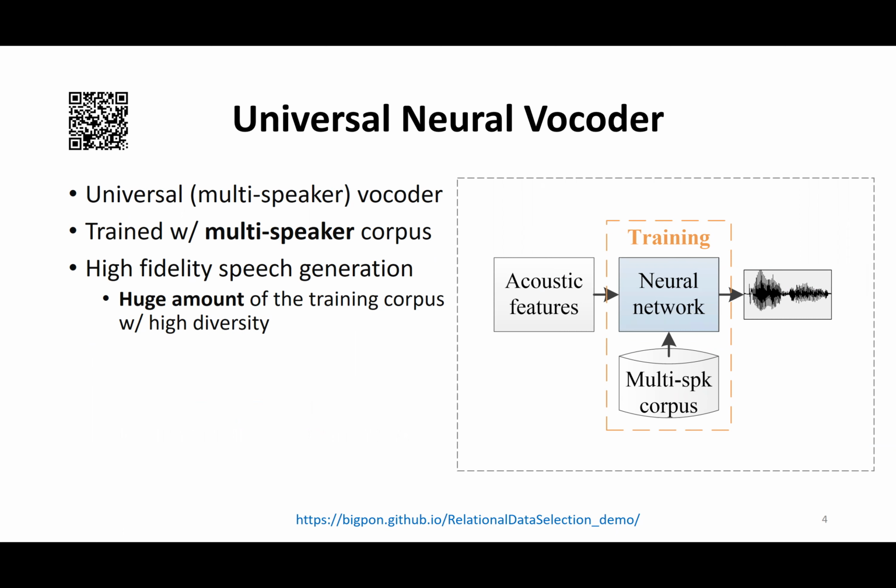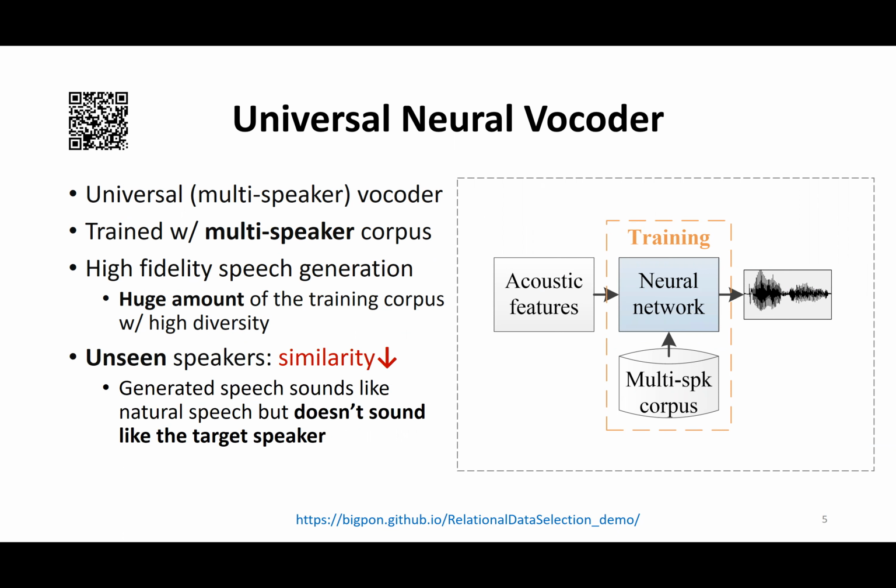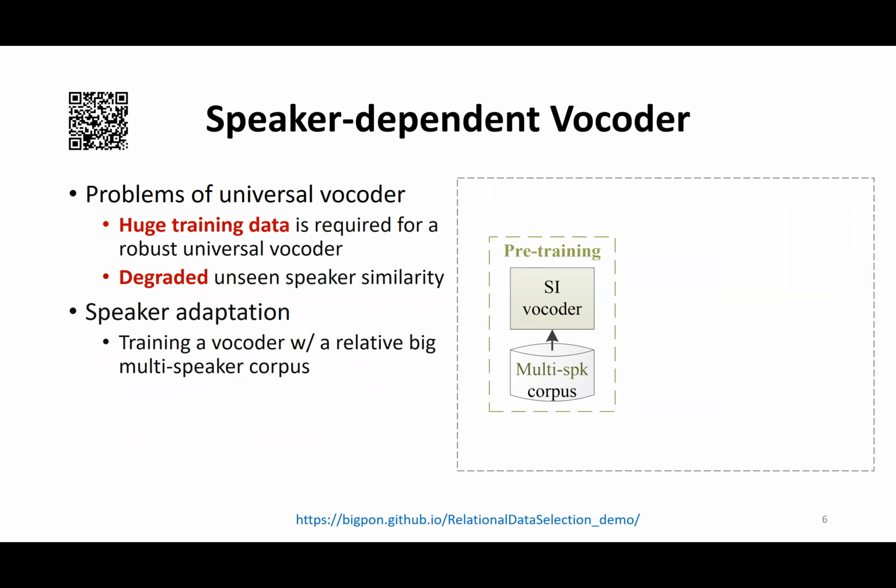If the amount and diversity of the training corpus are sufficient, the universal vocoder can achieve high-fidelity speech generation. However, the speaker similarity of the generated speech usually degrades when the speakers of the input features are unseen. That is, the generated speech sounds like natural speech, but doesn't sound like the target speaker. Because of the huge training data requirement and the degraded unseen speaker similarity problem, a more economical way is using speaker-dependent SD vocoders.